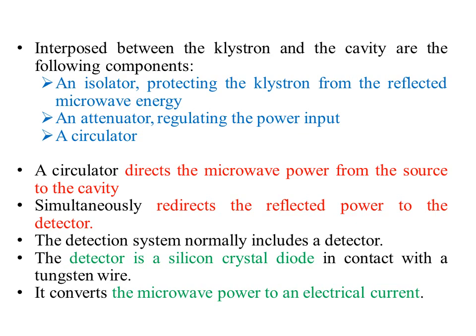A circulator directs the microwave power from the source to the cavity and simultaneously redirects the reflected power to the detector. The detection system normally includes a detector. The detector is a silicon crystal diode in contact with a tungsten wire. It converts the microwave power to an electric current.